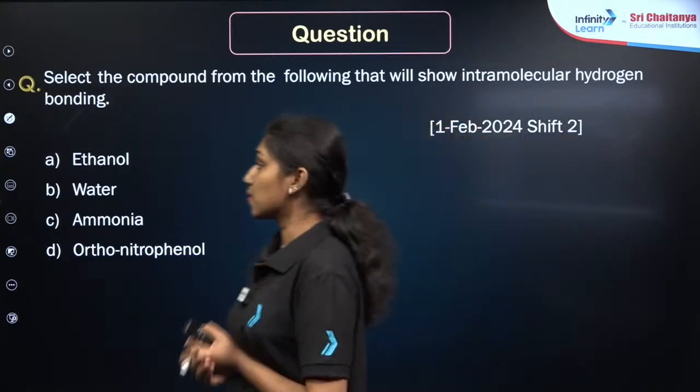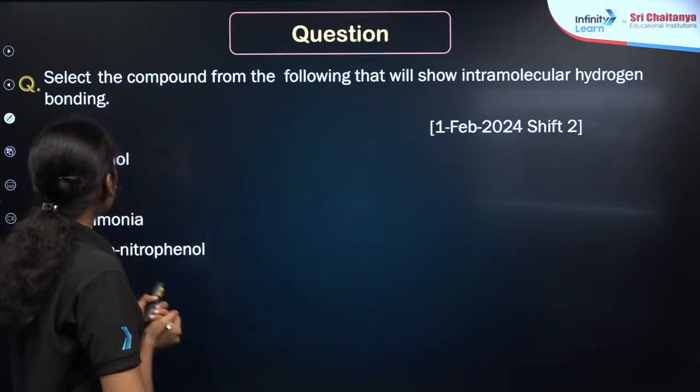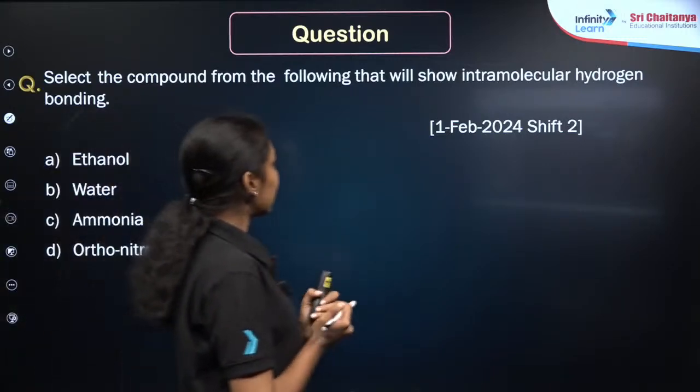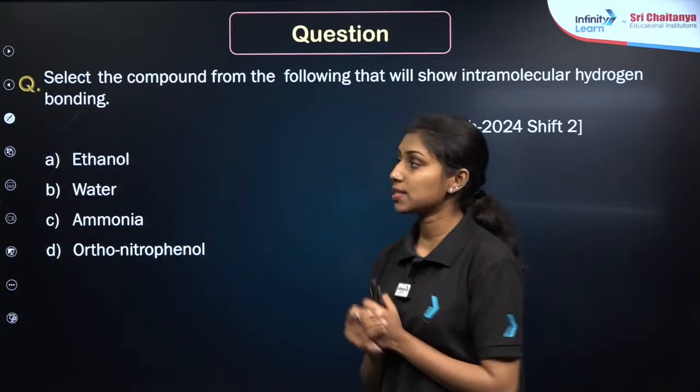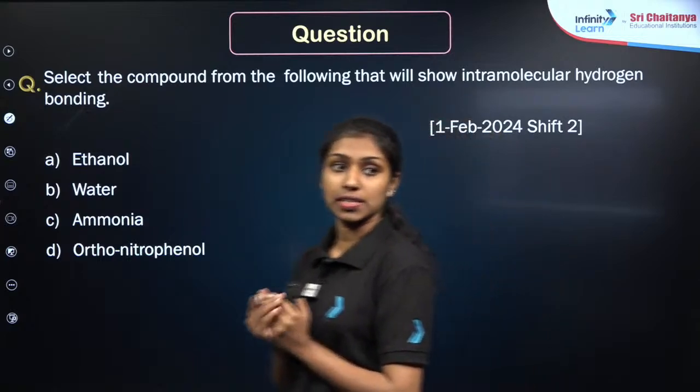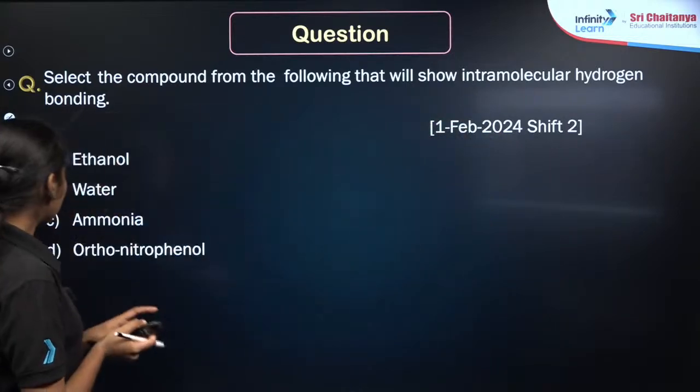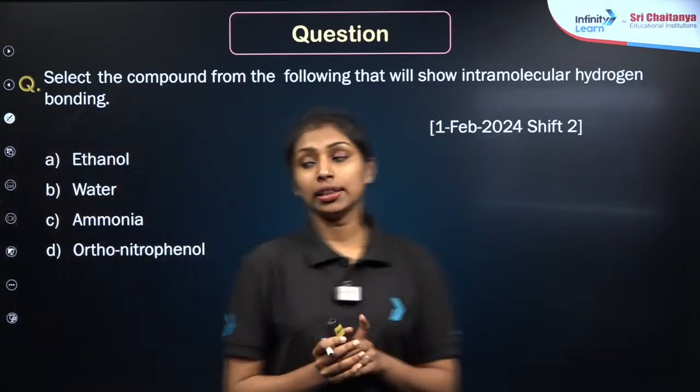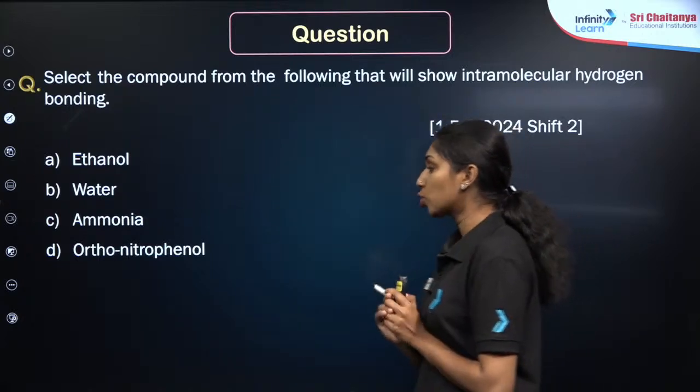Okay, here is the first question. Select the compound from the following that will show intramolecular hydrogen bonding. Options are given here. The first one is ethanol, then water, ammonia, and orthonitrophenol.